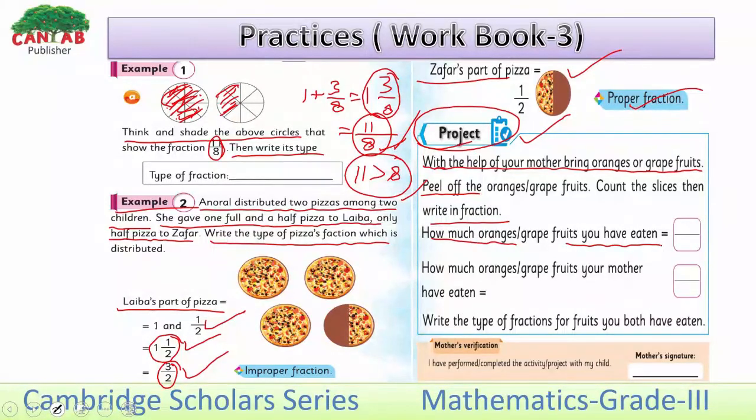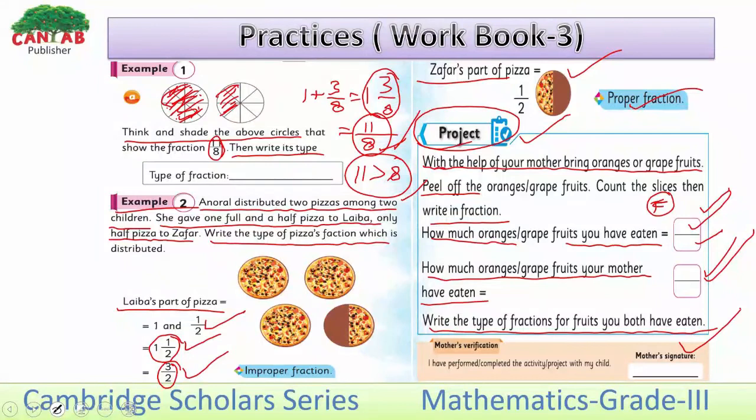Write the total number of slices in the oranges or grapefruits. In A, grapefruits or oranges, total slices. Write here, and write how many you have eaten and how much of the oranges or grapefruits your mother has eaten. Write the type of fraction of fruits you both have eaten. You have to write the fractions separately, different types of fractions. At the end, ask your mom to sign here on this line.